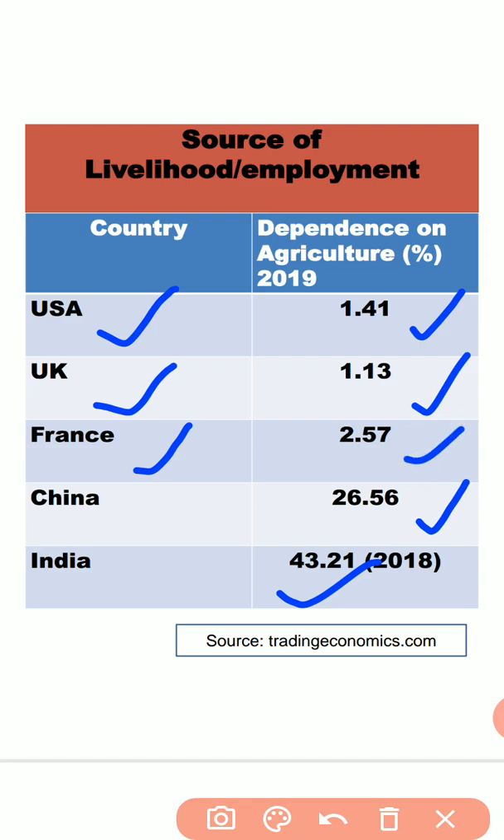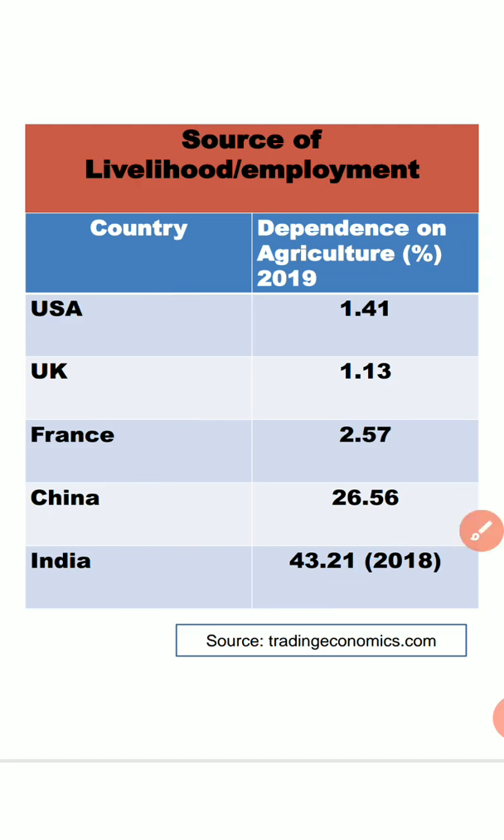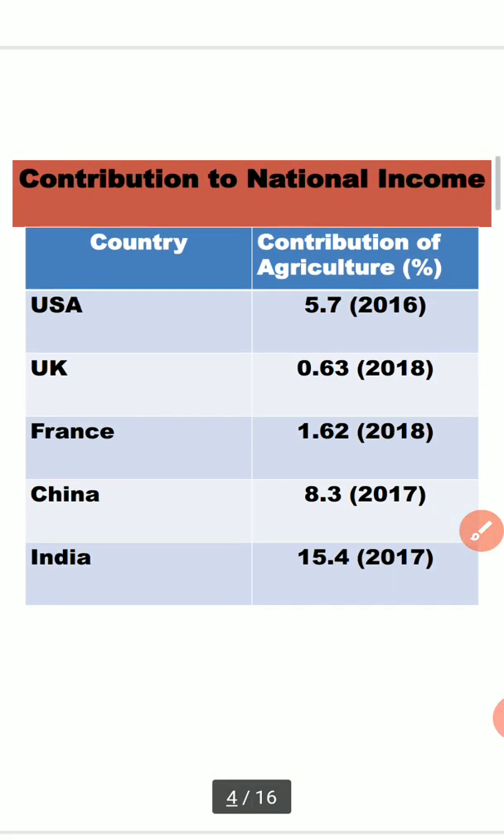So this way you can see the more developed the country is, the lesser the dependence on agriculture, and the less developed the country, the more the dependence on agriculture sector, which we can see in India and China's case. So this is about the first point. The next point is contribution to national income. How much the agriculture sector contributes to the total national income of the country.